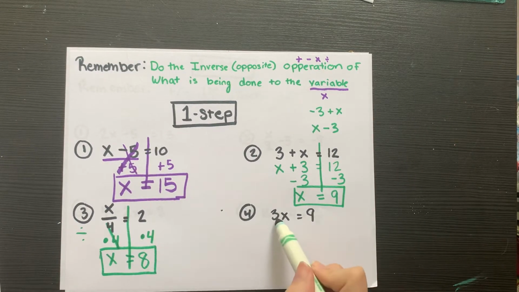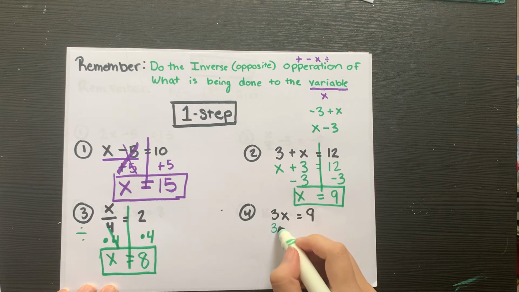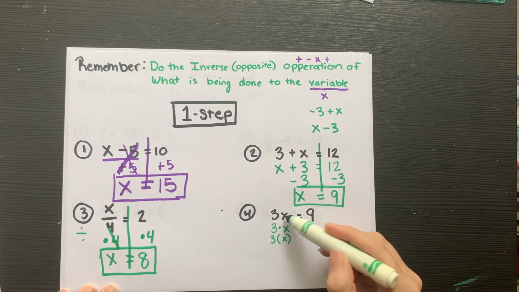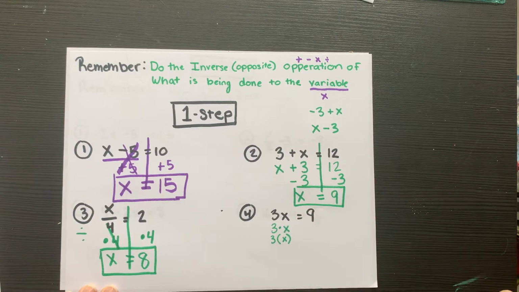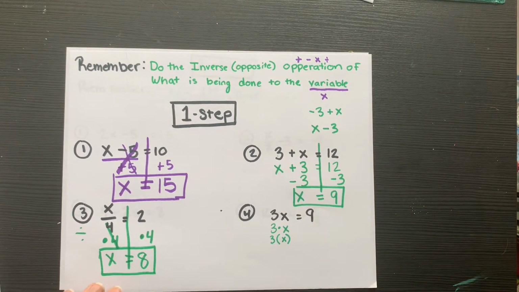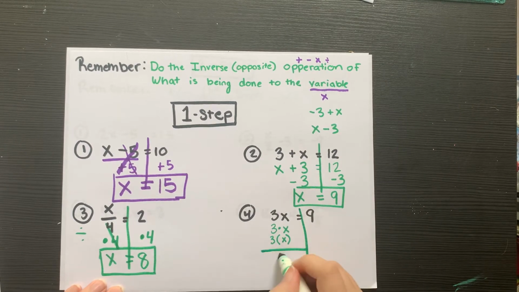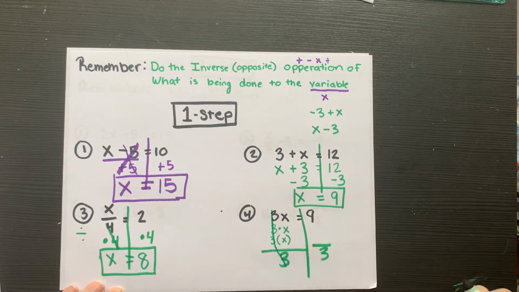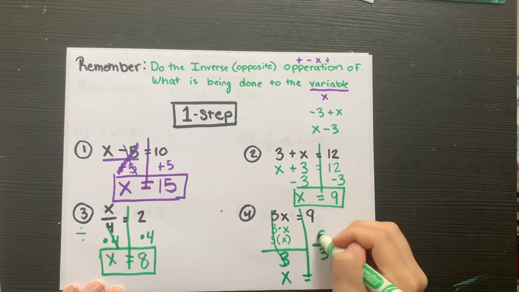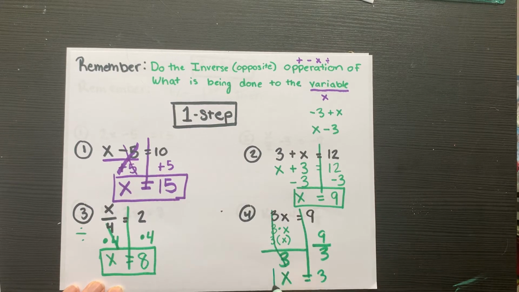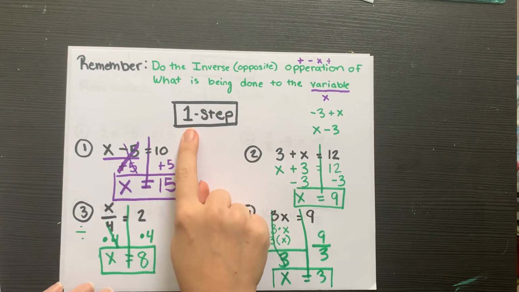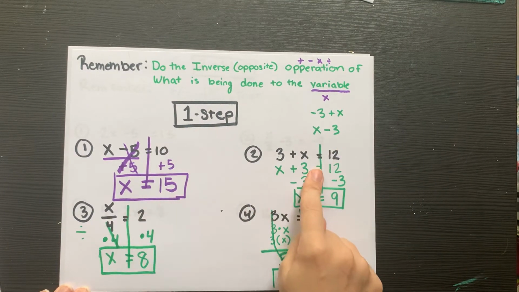Number 4 here, I've got this 3x. When we write them next to each other, it would be the same as this. These are the same things. Or this. These are all saying that 3 is multiplying with this x here. The opposite of multiplying a 3 would be to divide a 3. I'm going to divide both sides by 3. X will equal 9 over 3 is 3. So X equals 3. So that's our 1 step. When you're down to 1 step, there's 4 options. You can add, you can subtract, you can multiply, you can divide.